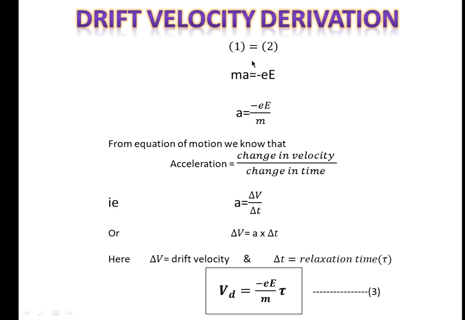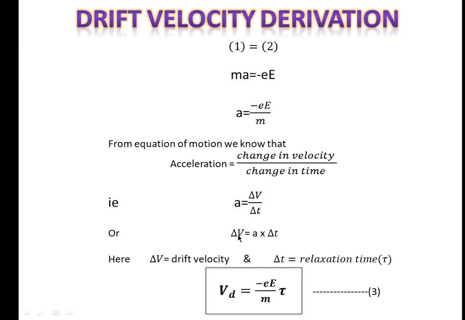Now from equations 1 and 2, both of them are forces which are driving the electrons only, so both of them must be equal. So in that case I'm taking ma is equal to -eE, what we have got from equations 1 and 2. Just by rearranging it, I'm getting a is equal to minus eE over m.